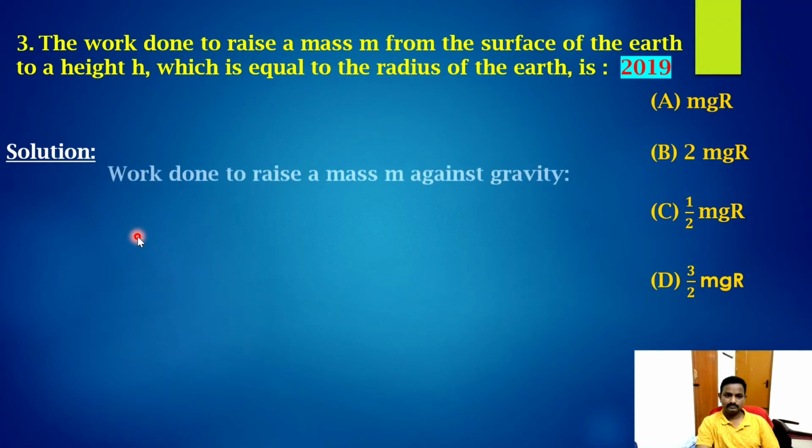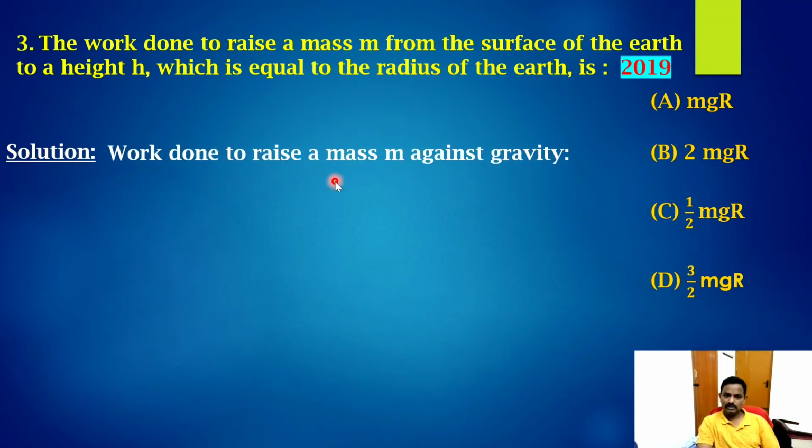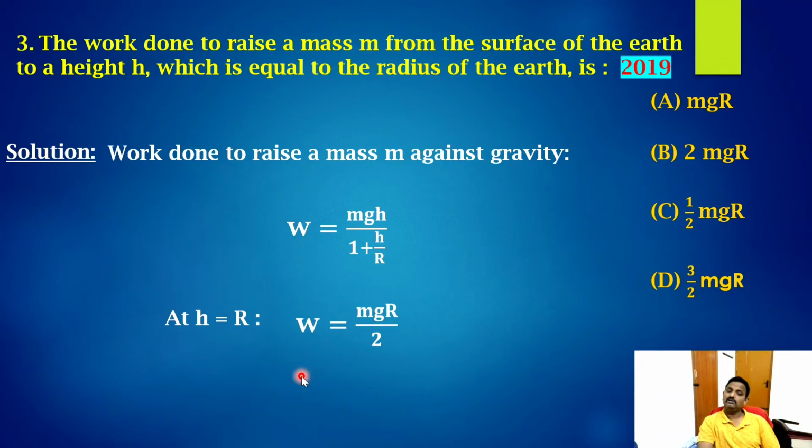Solution: work done to raise a mass m against gravity, that is W is equal to mgh by 1 plus h by R. So at h is equal to R, in the above equation, in the place of h, if I substitute R, then I will get work done is equal to mgR by 2. So from the given options, option C is the answer, my dear.